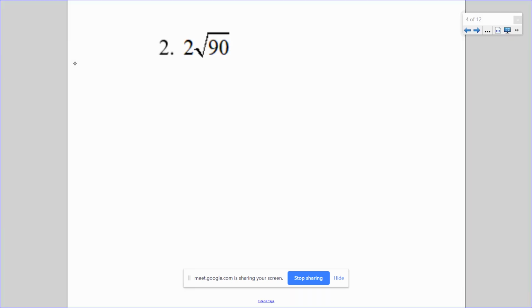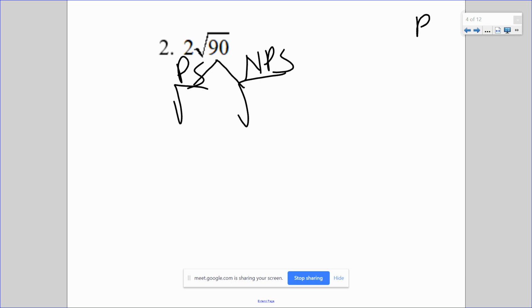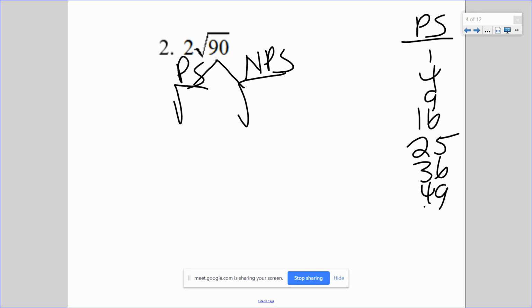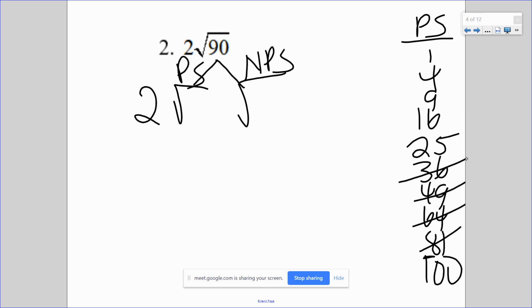Or I have something in front. So if I have something in front, I'm going to just ignore it for the time being. Again, it's good to list my perfect squares whenever I'm doing this. So I would just have them written down somewhere on a separate sheet of paper so you can always have them to refer to in this unit. The 2 is going to stay in front. I need to reduce the 90. So I'm looking for my largest perfect square that divides into 90. 81, no, no, no, no, no, no, yes.